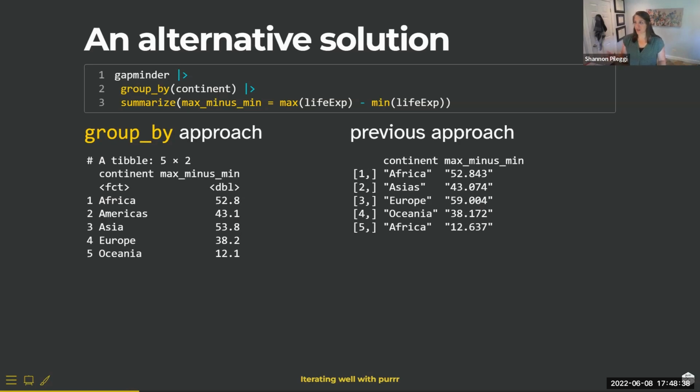And you'll notice quite a few differences in the 2 outputs, right? Besides the numbers on the right-hand side being wrong, it's a totally different format as well. I believe the previous approach looks more like a matrix. Don't quote me on that. And you see how all of the values are quoted, like the max minus min column isn't even treated as a numeric value. So there's a whole bunch of different issues with that previous approach that are really smoothed out by the group by approach to iteration here.